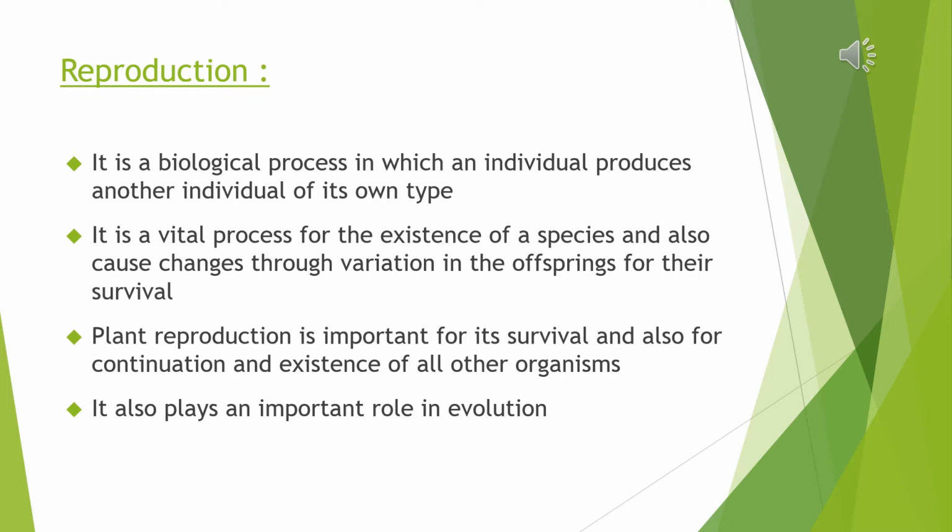So these variations lead to the formation of new useful characters which are used for the survival of the offspring. All of you know what offspring are. Offspring means young ones. Next, the importance of plant reproduction. Plant reproduction is not only useful for its own survival but also for the continuation and existence of other organisms, because all other organisms either directly or indirectly depend upon plants.